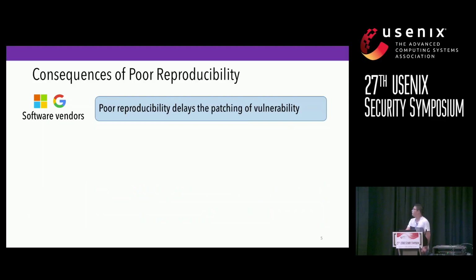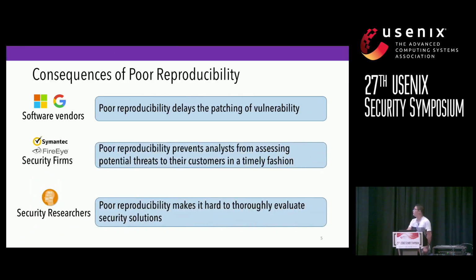Therefore, for software vendors, poor reproducibility seriously delays the patching of vulnerabilities. Apart from software vendors, security practitioners, including security analysts and security researchers, are also bothered by this problem. Poor reproducibility prevents security analysts from assessing potential threats to their customers in a timely manner. And for security research, poor reproducibility makes it hard to thoroughly evaluate our security solutions.